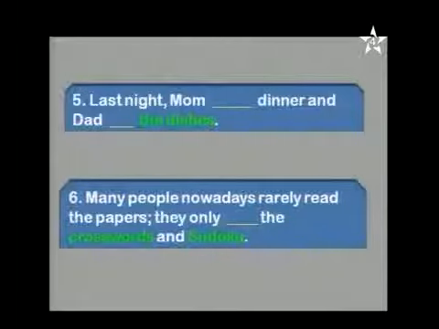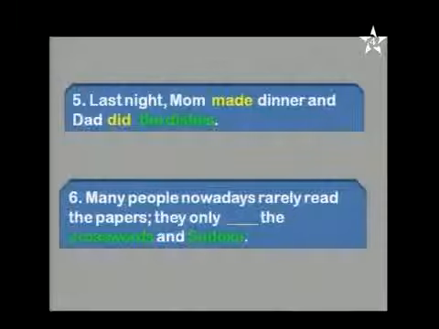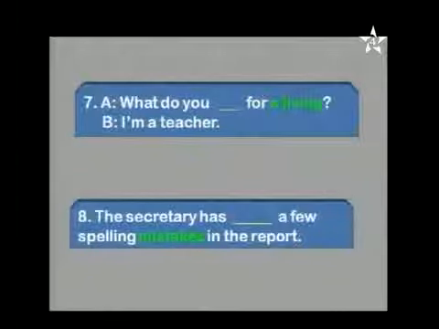So, number 5, good, made dinner, did the dishes. So last night Mom made the dinner and Dad did the dishes. Number 6, many people nowadays rarely read the newspapers or the papers. They only do the crosswords and the Sudoku. Number 7, what do you make or what do you do for a living?